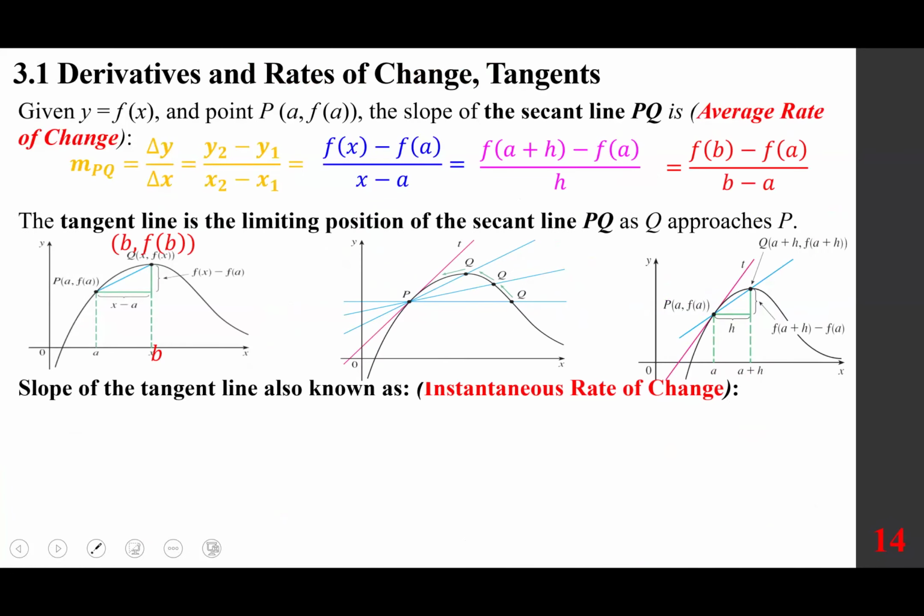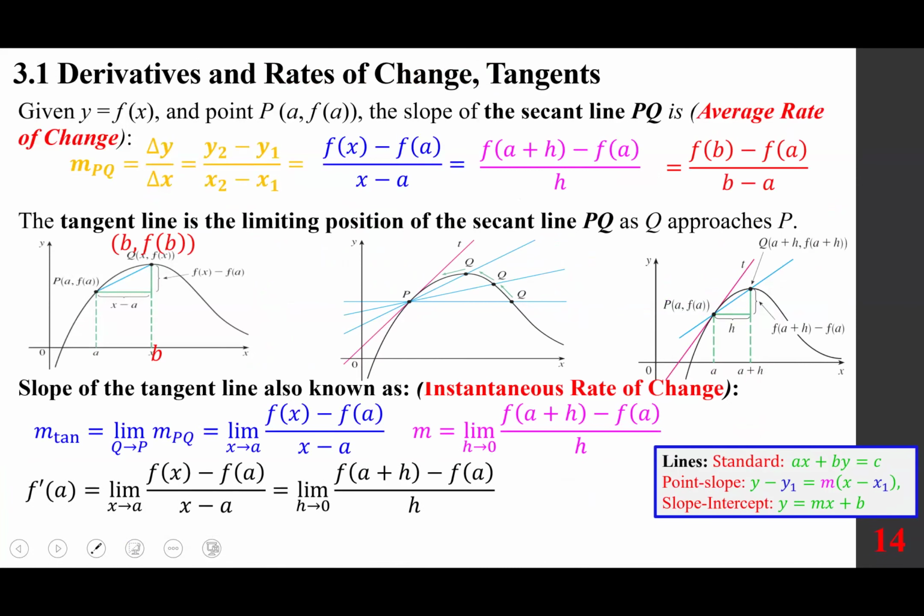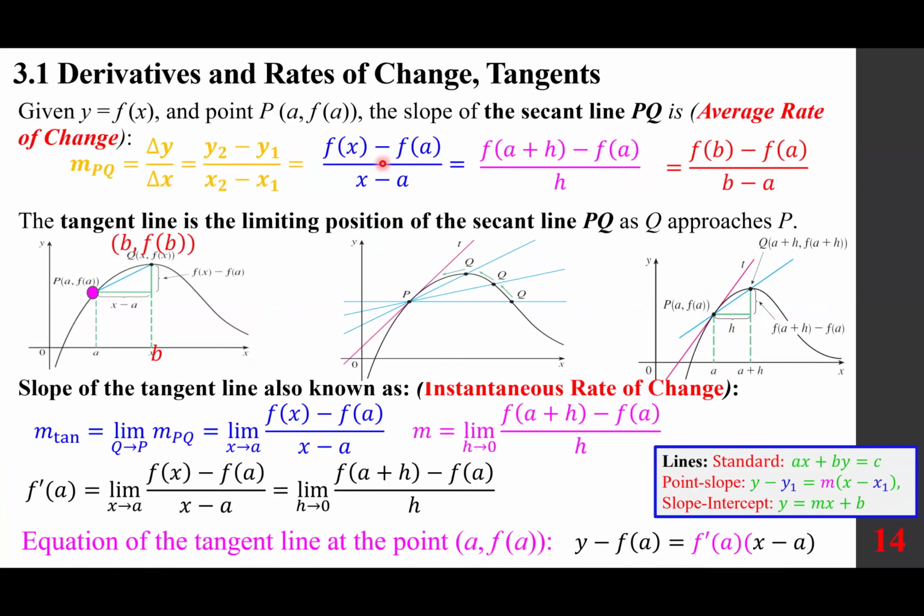I want to explain what we see on this page. All of this is rise over run. You have a blue line, you have 2 points, come up with the slope. When Q approaches P, the secant line becomes the tangent line. So the tangent line is the limiting position of the secant line PQ as Q approaches P.